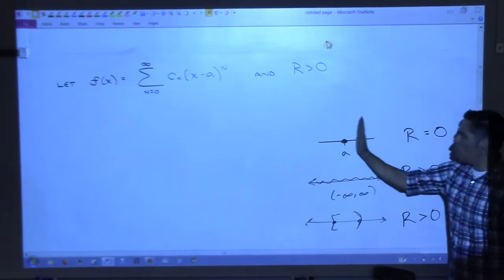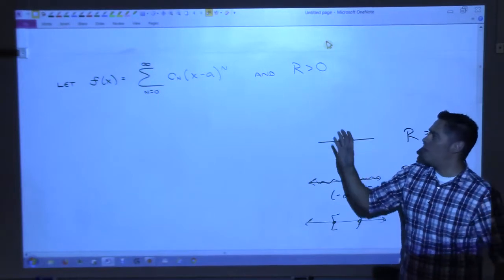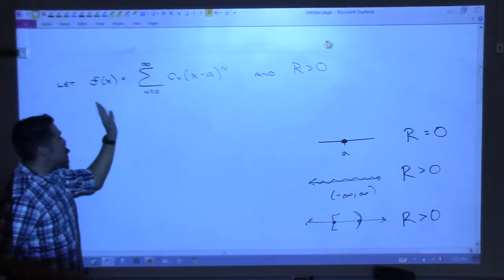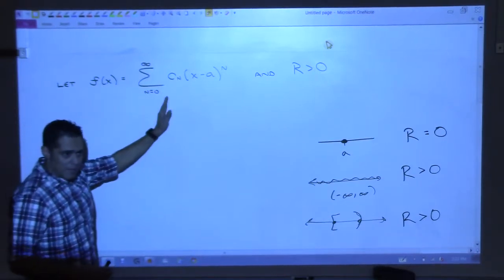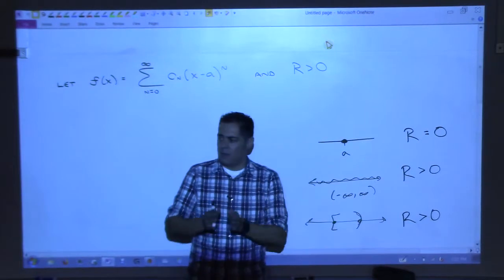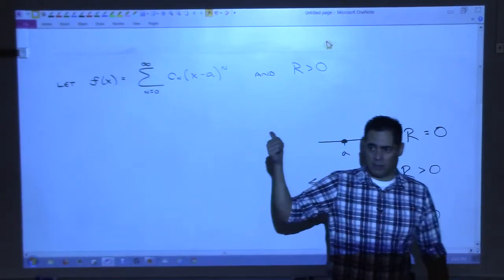Because it's only good at one point. So you can't go out in each direction. Yes? So let's say that I give you a function, a power series. I'm saying, hey, look, everyone, see this power series? It's a power series, and it has a radius of convergence that's bigger than 0. So that means that it either exists on the entire number line or it exists on an interval. All right? There it is.